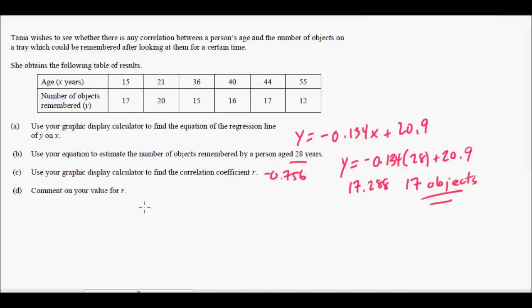Okay. Comment on your value of R. Well, this is a moderately strong negative correlation. Okay. Anything above 0.9 would be really strong. This is negative correlation. So if we plotted this data, it would go down like this, basically. The older you get, the less you remember, apparently.